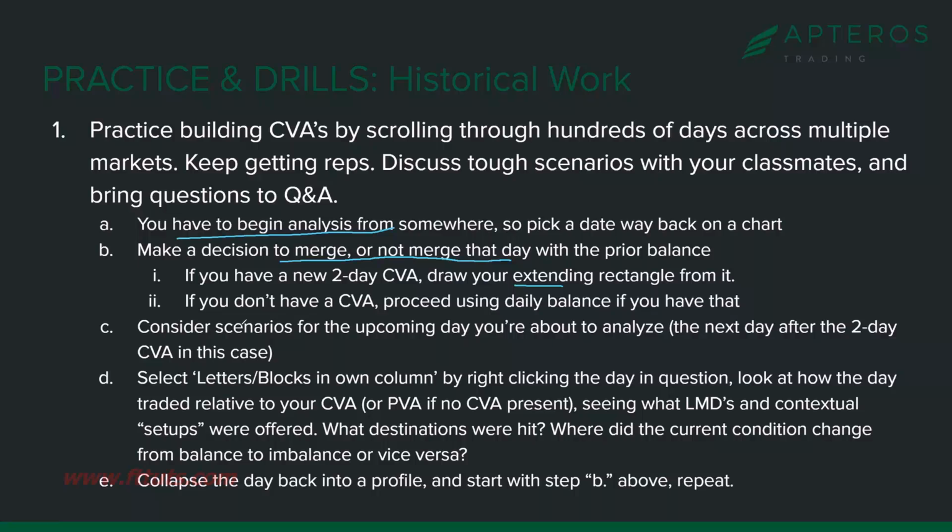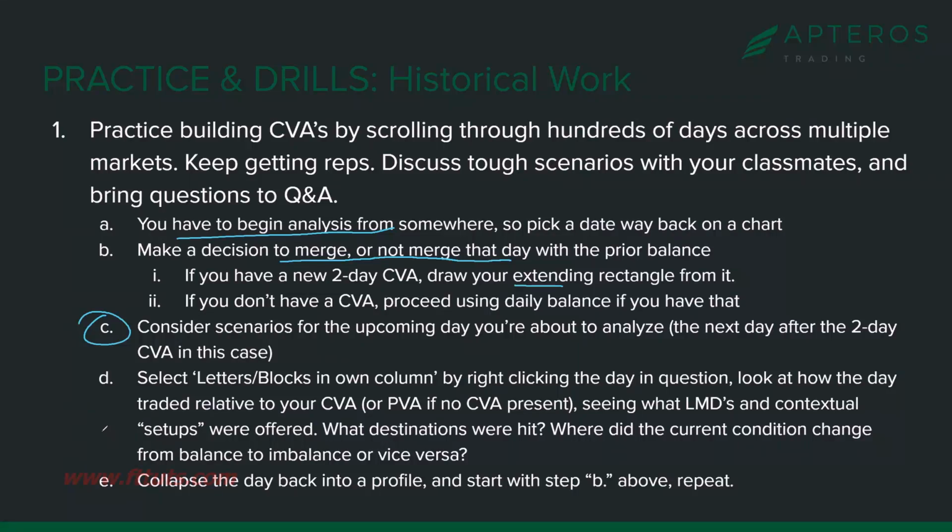Consider the scenarios. Let's say that you do have at least a day with balance, if not a 2-day CVA. At point C here, consider scenarios for the upcoming day you're about to analyze, just like we walked through with those examples. Might get a breakout pullback here, but just don't think in simple terms like that. The first thing that pops into your head, remember how we were getting some guesses in the chat and I said, no, think about what's most likely. Think about, are we mostly bullish or bearish based on recent rejections or whatever? All that good stuff. So come up with smart hypos and whatnot.